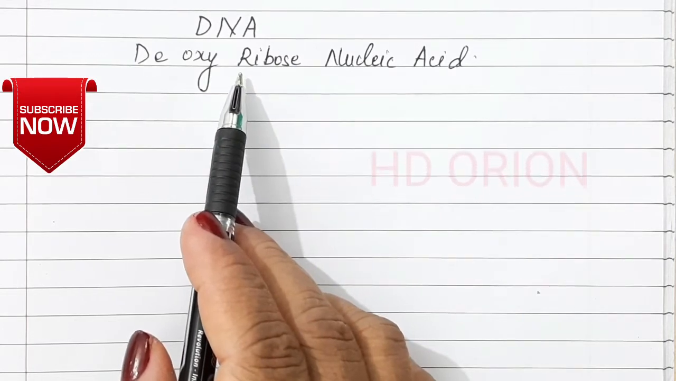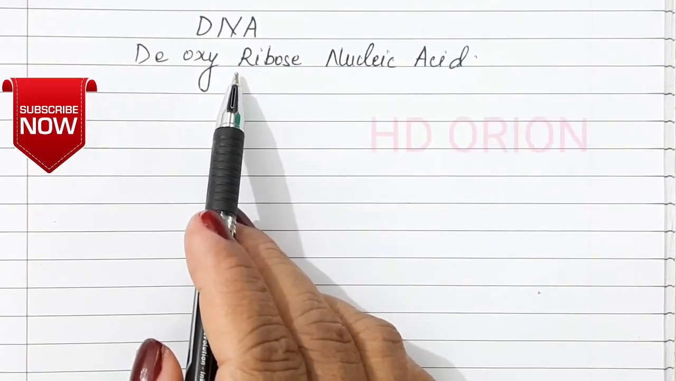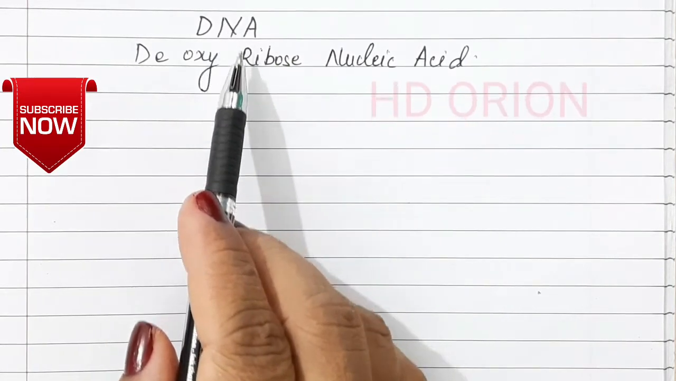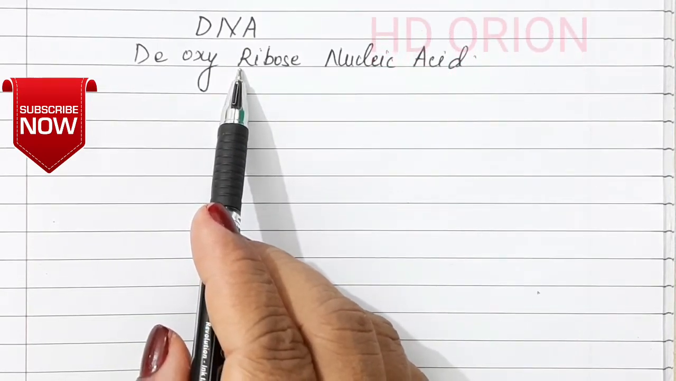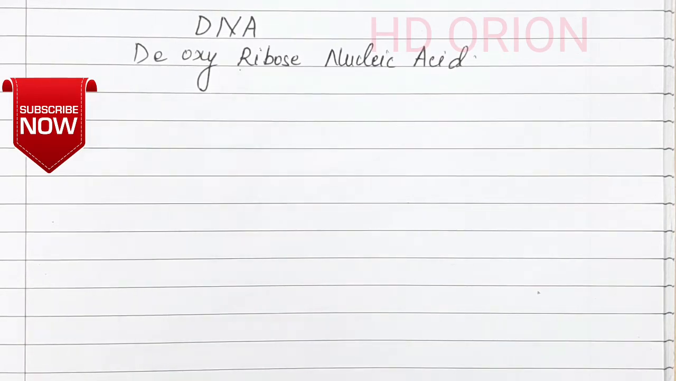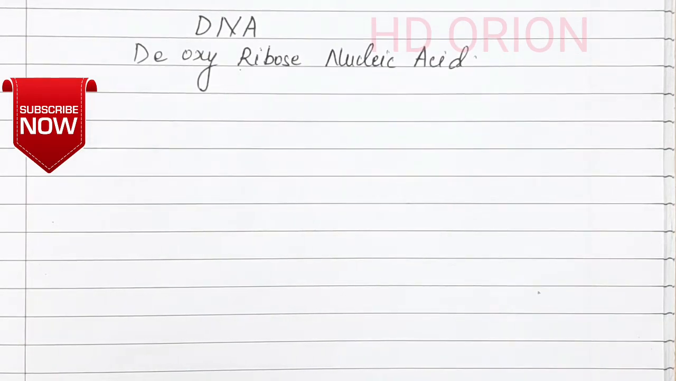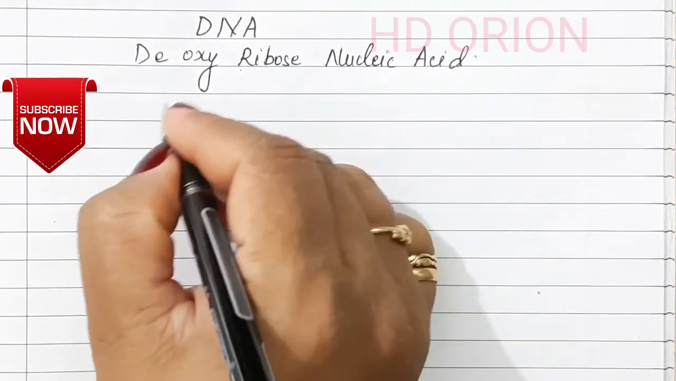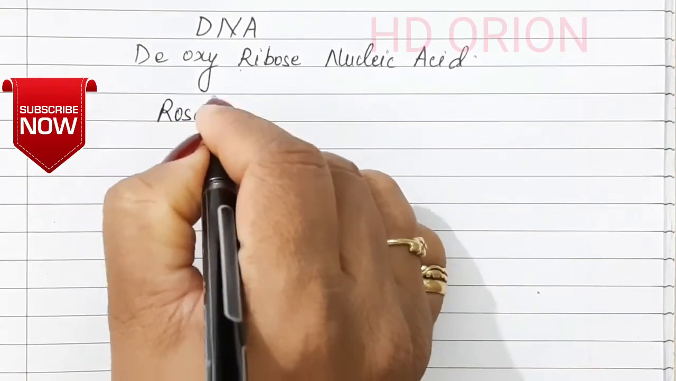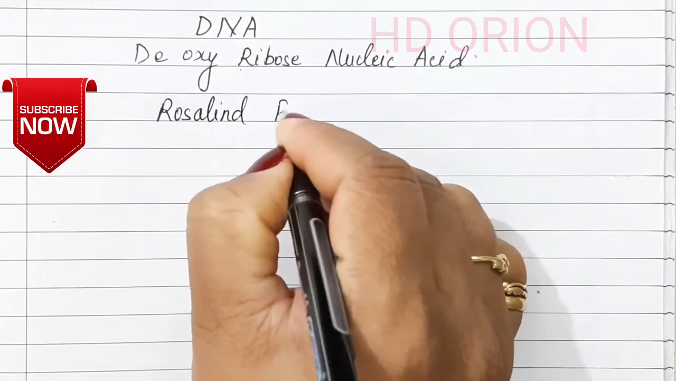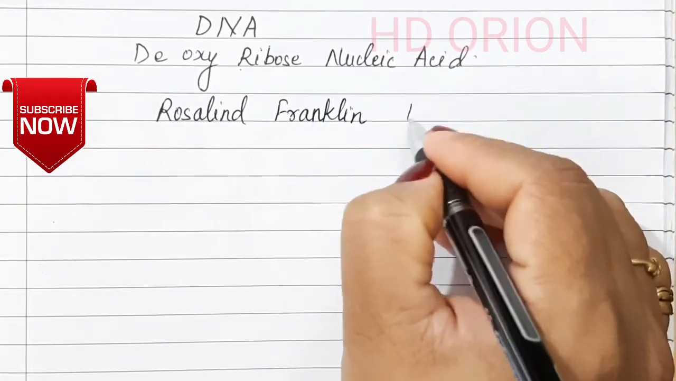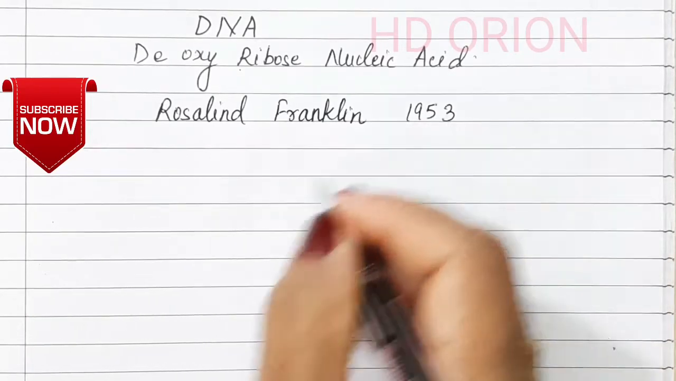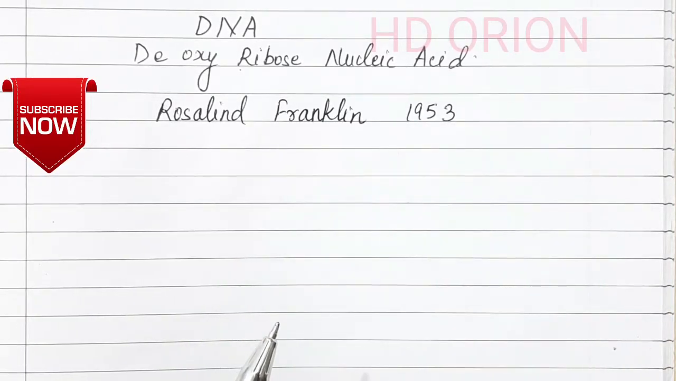I just now told you that the chromosome is made up of histone proteins and DNA. So the DNA is passed down from one generation to another, and so it is responsible for the transmission of hereditary traits of an organism. The DNA was first of all studied by Rosalind Franklin. She was a physicist. In 1953, she actually told about the nature and shape of DNA.